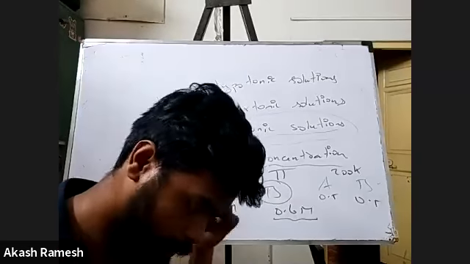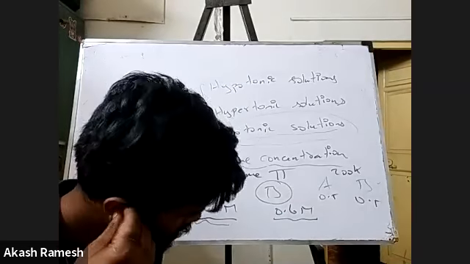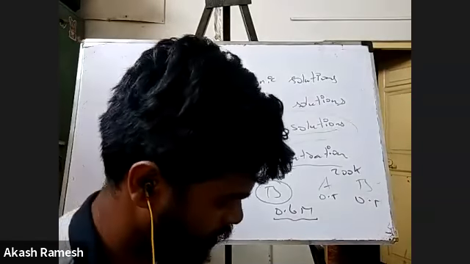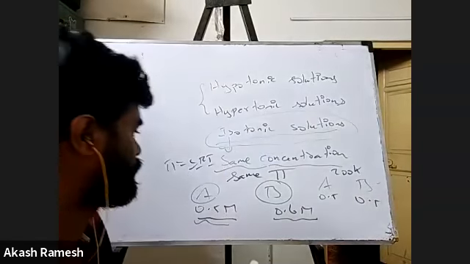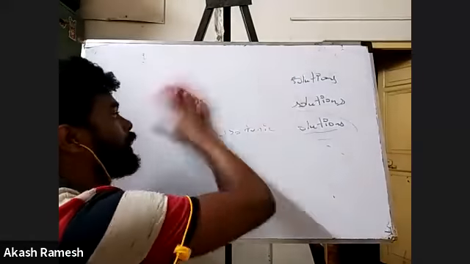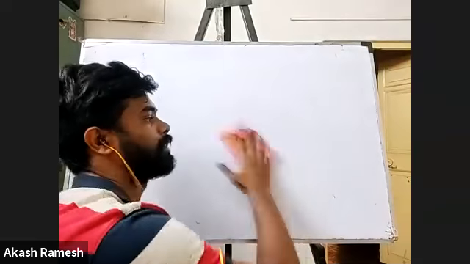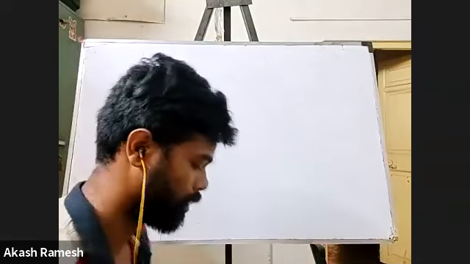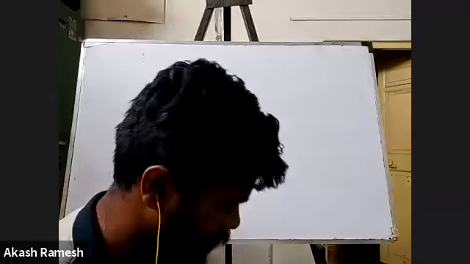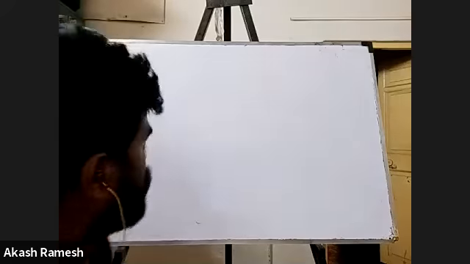Sorry guys, I'm not able to find the right book. But again, maybe I can give you some example. One second. Right. So all you have to understand is when I tell the two solutions are isotonic, they will have the same osmotic pressure. That's what you understand. Okay. Right.